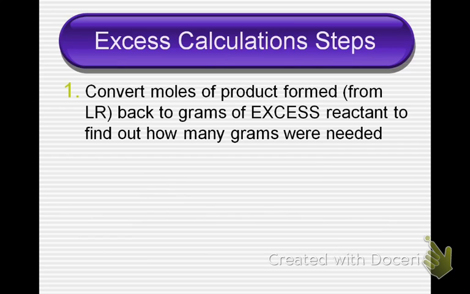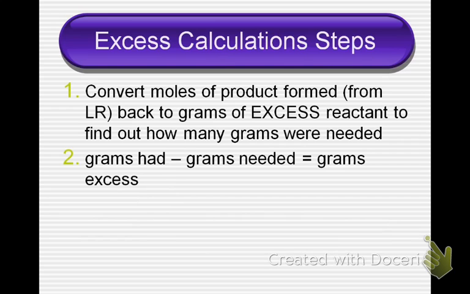And the steps to calculate out the excess are as follows. Step number 1, convert the moles of product formed from the limiting reaction back to the grams of excess reactant to find out how many grams were needed. So if we think back to the steps for calculating limiting reactants, this would be what we calculate in step number 4. So the one that's less, we're going to take that number of moles and we're going to convert it back to the excess reactant to find out how many grams were needed. That's going to give us how many grams we really should have had. So for the excess reactant, how much was actually used. We can take that number and subtract it from how many grams we had, so how much we started with, and that'll tell us how many grams were left over.